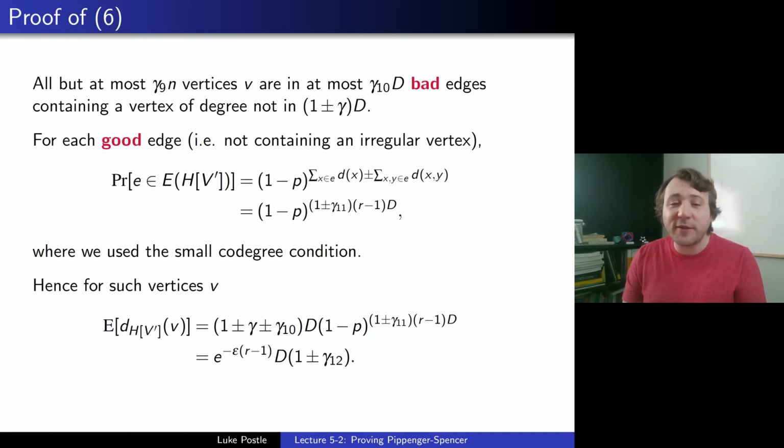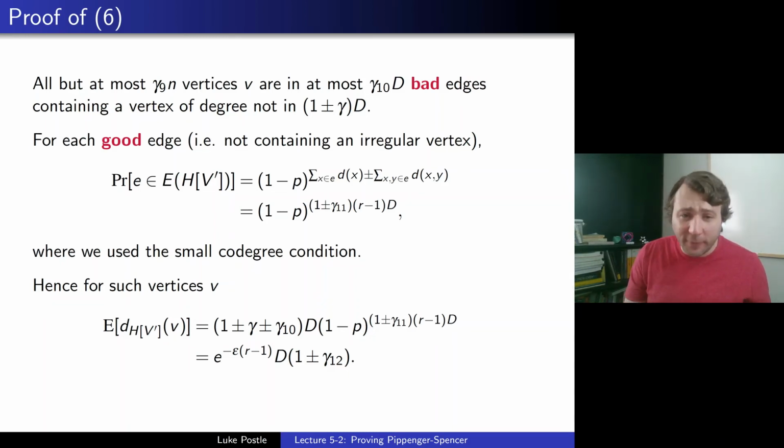So we get that factor for somehow each edge. It was roughly 1 plus or minus gamma. If it's a regular vertex, 1 plus or minus gamma d edges. Except we couldn't control the ones that were bad. There were gamma 10 d of those. So altogether we get e to the minus epsilon of r minus 1 times d with these irregularity factors.